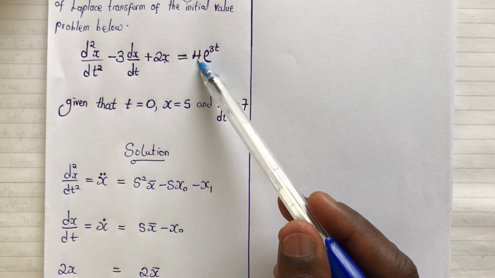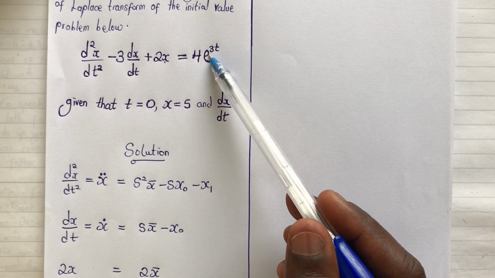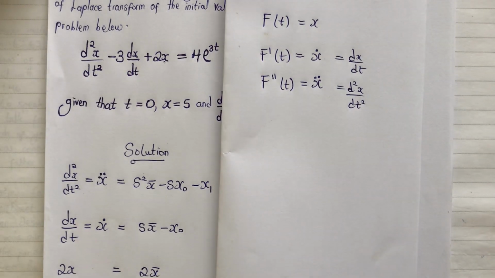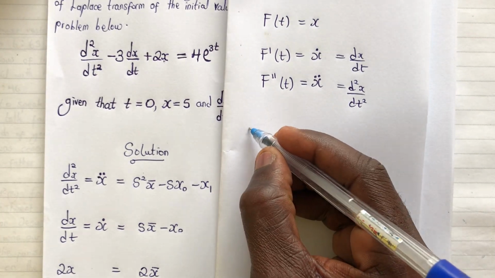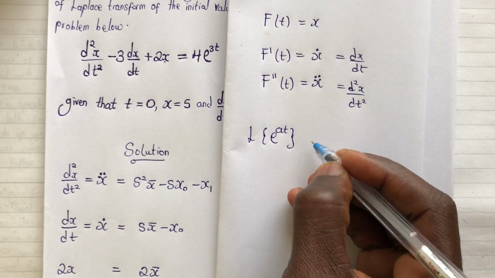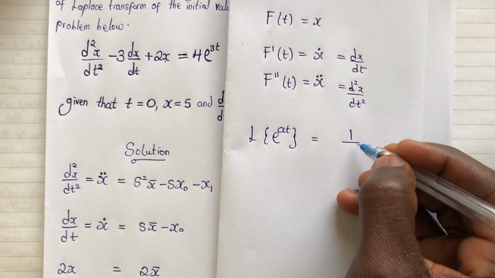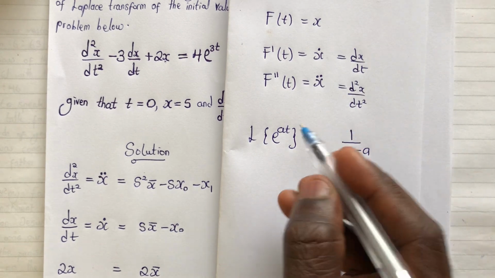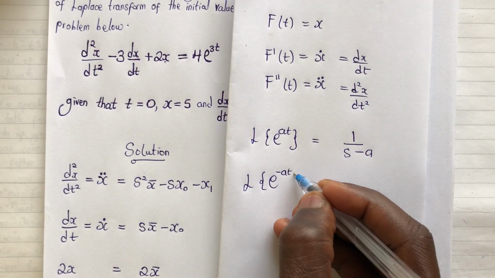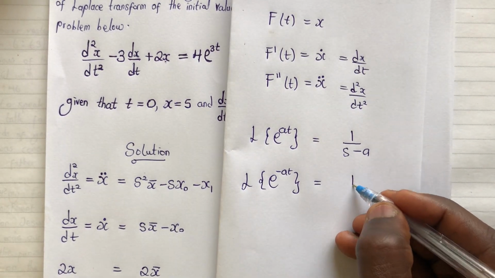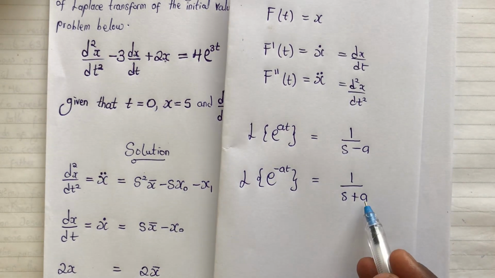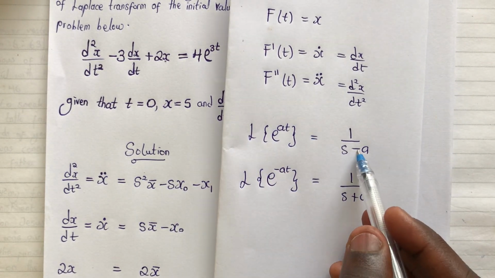This is a constant, so I can use it to multiply. What is the Laplace transform of e to the power of 3t? In the same playlist, you can locate the video Laplace transform of e to the power at. This result is going to give you 1 over s minus a. The Laplace transform of e to the power negative at is going to give you 1 over s plus a. So when this side is negative, this is positive. When this is positive, this side is negative.